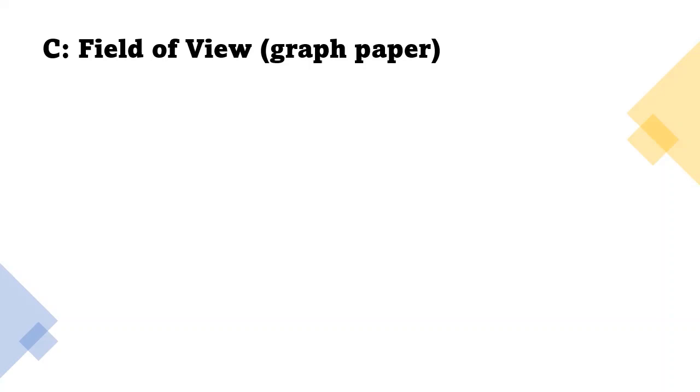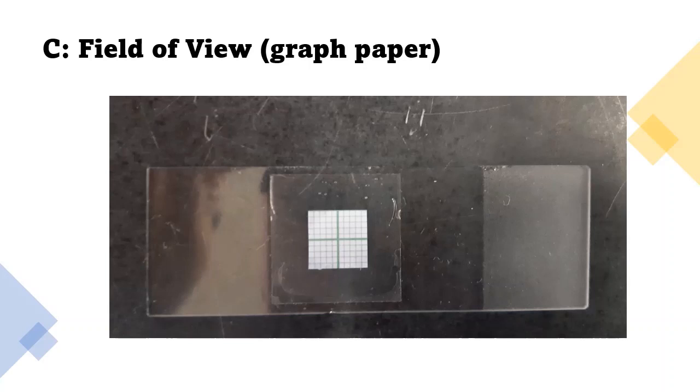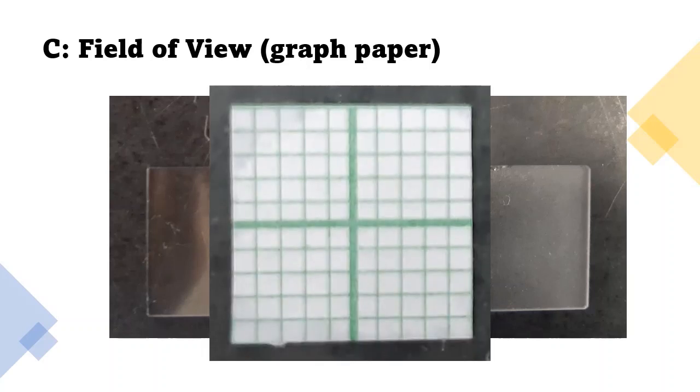C. Field of view. This experiment uses a prepared slide, which is graph paper. The graph paper given here is normally 1 cm. Under 1 cm of the graph paper, we have 10 smaller boxes: 1, 2, 3, 4, 5, 6, 7, 8, 9, 10. 1 cm is equal to 10 millimeters. Then we observe this graph paper under three magnifications, 4, 10, and also 40.